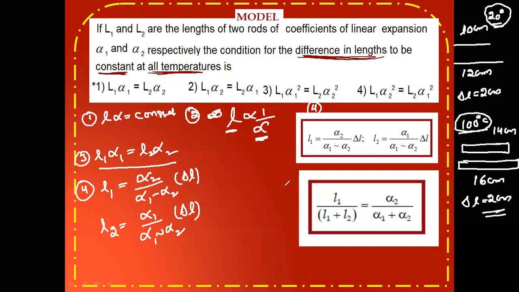And the last point, this is the fifth point. To do this problem, if you are taking L1 by L2, it is equal to alpha 2 by alpha 1. So if you want to find out L1 by L1 plus L2, just take it as L2 by L1. Now L2 by L1 is equal to alpha 1 by alpha 2. Now we add plus 1 on both sides, then we will get this.